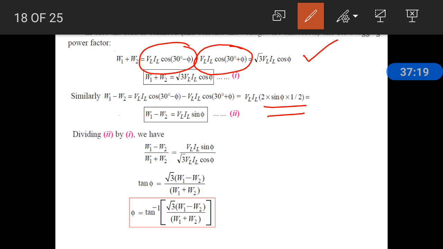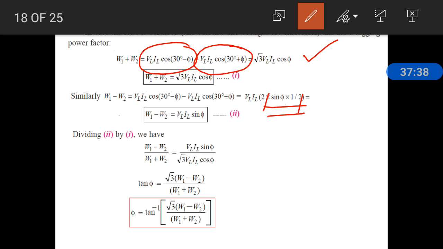That is 2 sin 30 sin phi. Sin 30 is 1 by 2, so the 2 and 2 also cancel. So remaining is VL IL sin phi. So W1 minus W2 is VL IL sin phi.